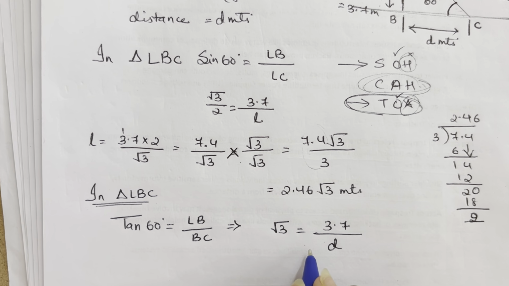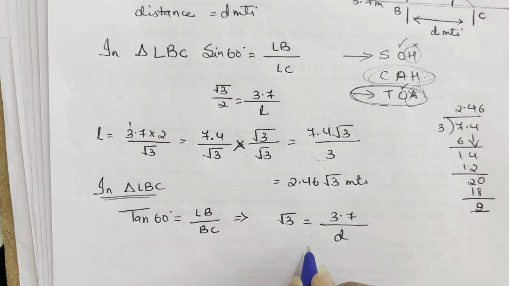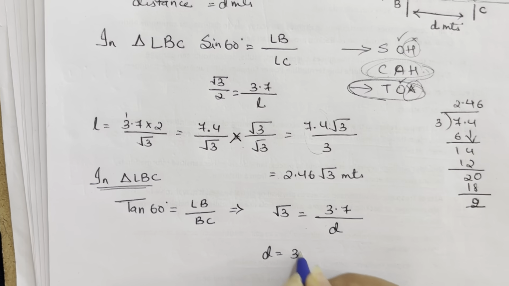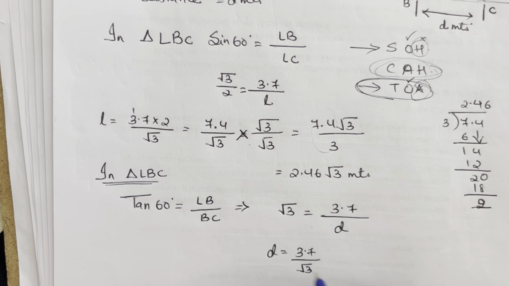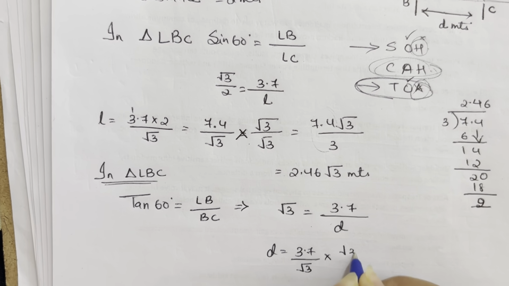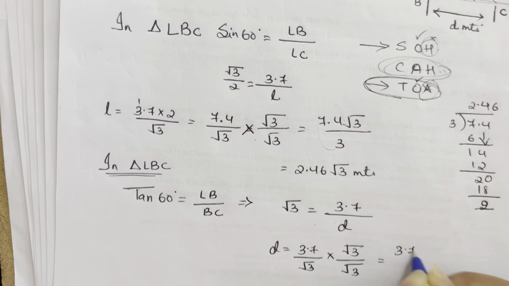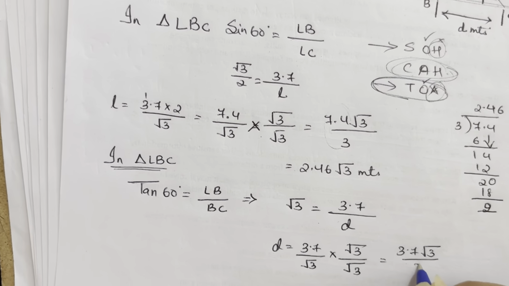So what do I do to simplify this one? I am going to again send this D towards the other side. It becomes D is equal to 3.7 divided by root 3. Again I have to rationalize it. It becomes root 3 upon root 3 is what I'm going to do. That becomes 3.7 root 3 divided by 3.